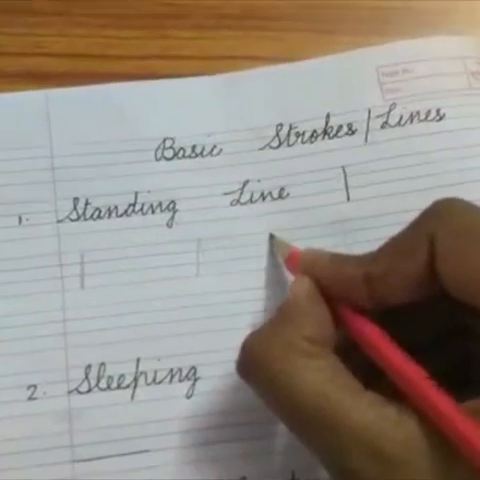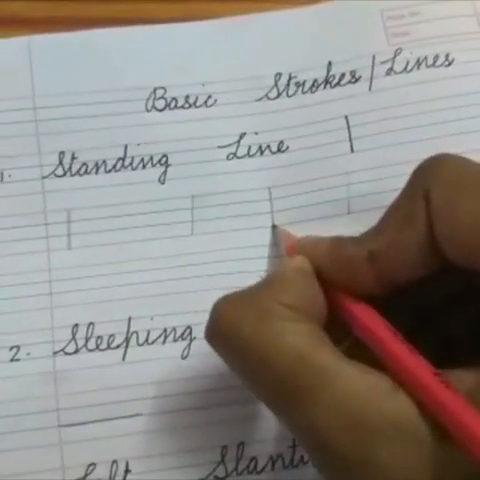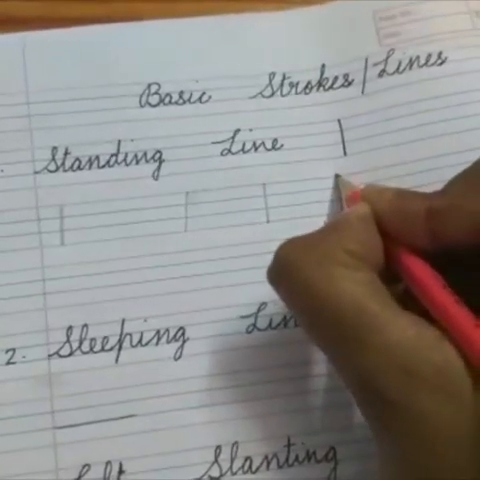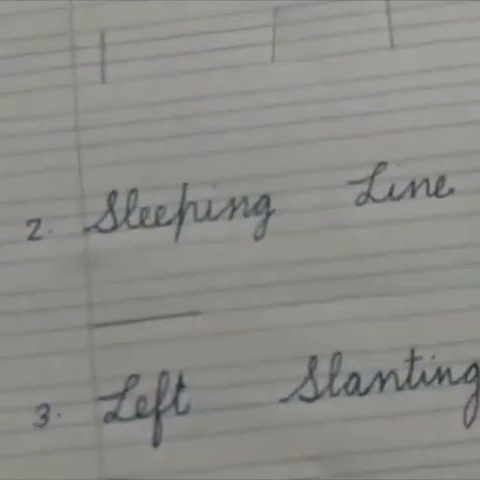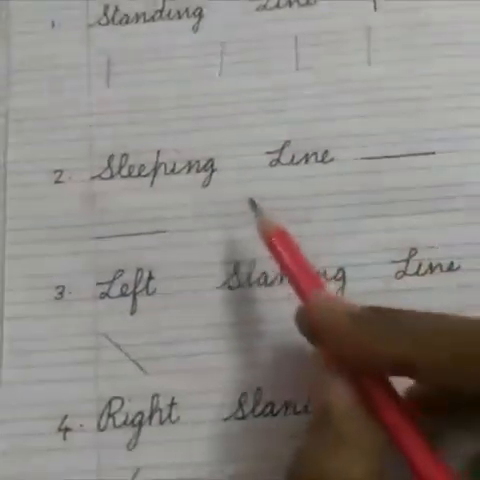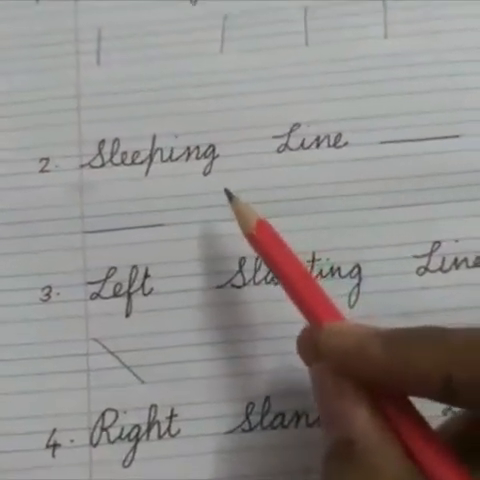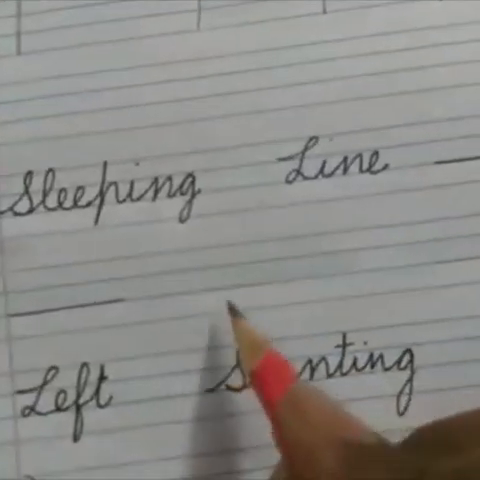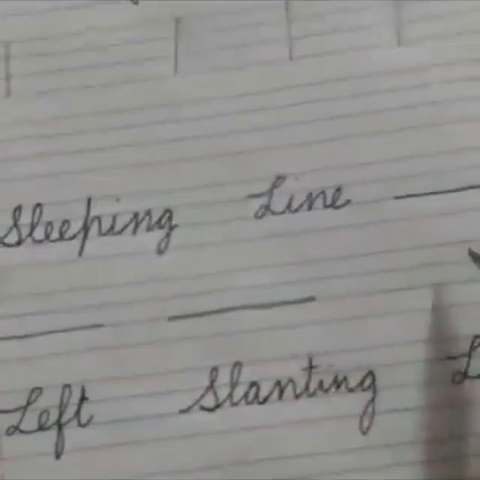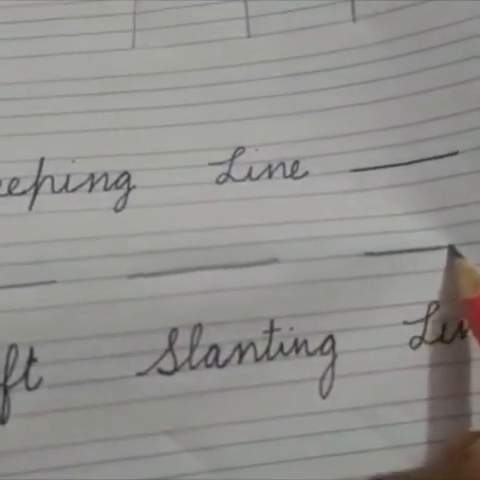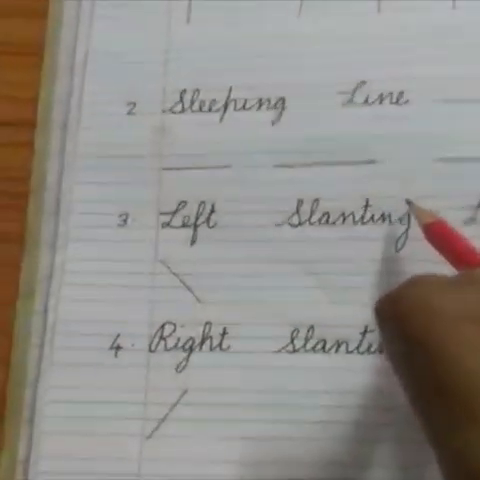Next, once again, like this. Touch the red line and bring it down. This is your standing line. The second is your sleeping line. Number 2, sleeping line. Like this. You start from the second blue line and you draw a straight line. This is known as a sleeping line.